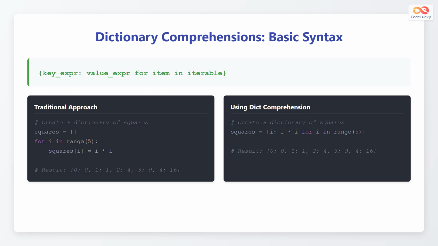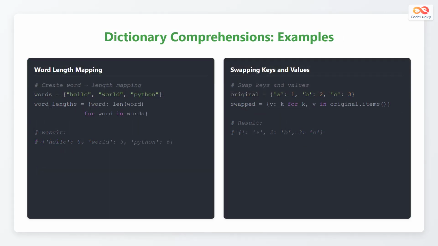The dictionary comprehension provides a more concise and readable way to achieve the same result. Let's explore some examples of dictionary comprehensions. In the word length mapping example, we create a dictionary that maps each word in a list to its length. In the swapping keys and values example, we create a new dictionary by swapping the keys and values of an existing dictionary. These examples demonstrate how dictionary comprehensions can be used to create dictionaries in a concise and readable way.